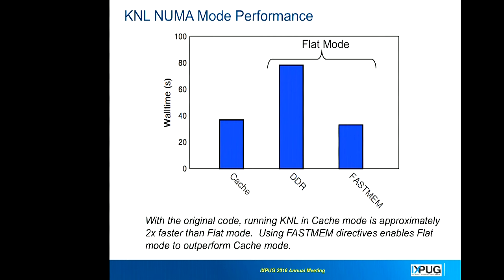And this is, we think, simply related to the fact that when you're using MCDRAM as cache, it's really not quite the same as having an L3 cache. And there are certain disadvantages to that that you can overcome. Even if you're not running entirely out of MCDRAM, if you just put the key arrays there, then you can actually sometimes outperform cache mode.